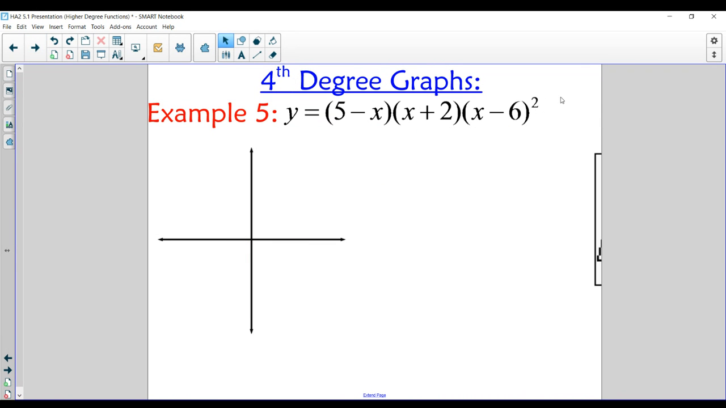Okay, so now we're going to introduce another part here. What if something is not to the first power like all of the previous factors have been? What if you have squared or cubed or fourth? So let's do one that's got a squared on here. All right, so again, this is a fourth degree polynomial. Negative x times x times x times x squared would give you negative x to the fourth. So our zeros on this would be at 5, at negative 2, and at positive 6.